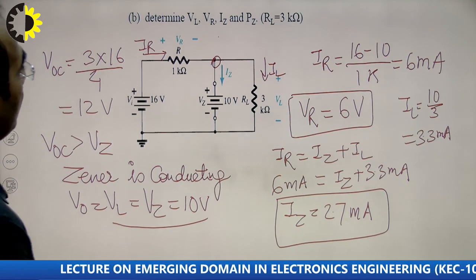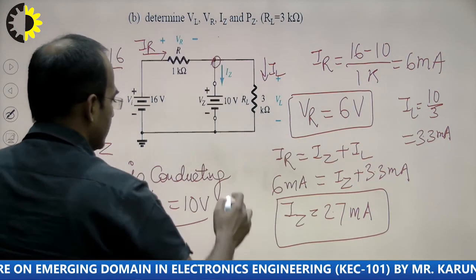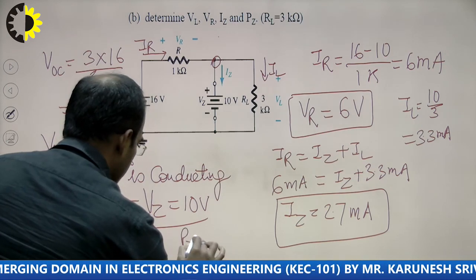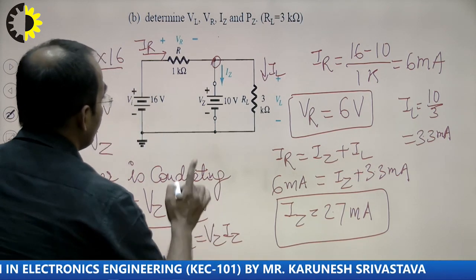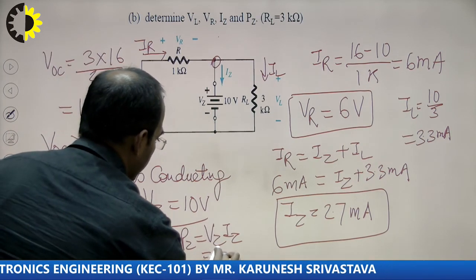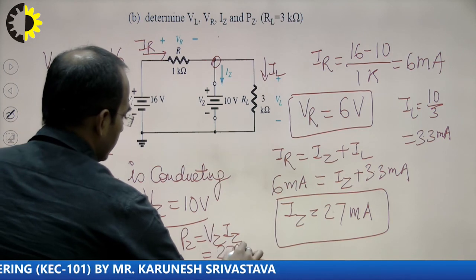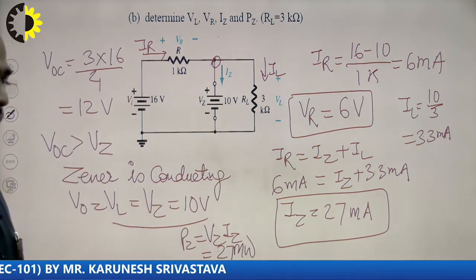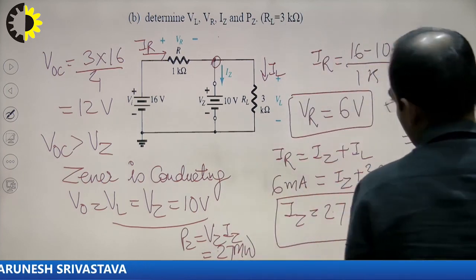What will be the value of PZ? PZ is nothing but VZ multiplied by IZ. So, PZ is equal to VZ multiplied by IZ, 2.7 multiplied by 10, that is 27 milliwatt. So, in this way you can solve the numericals related to the Zener diode.